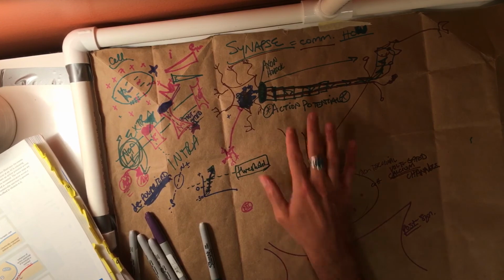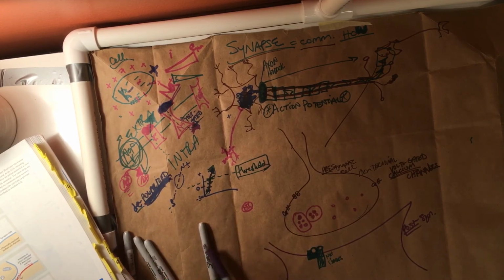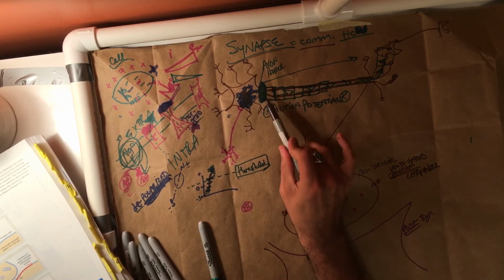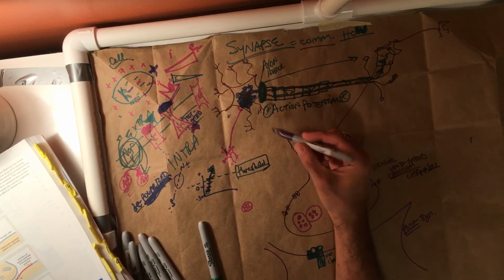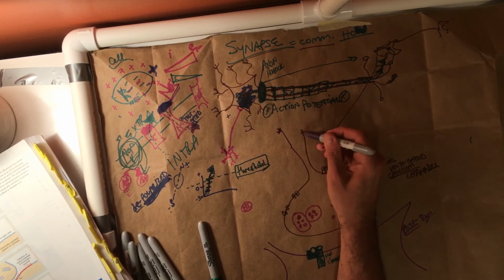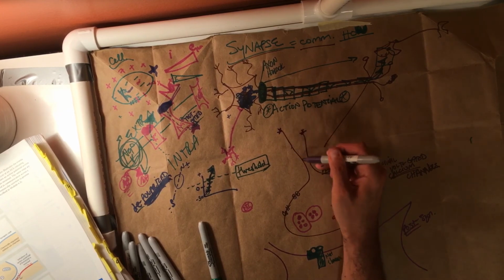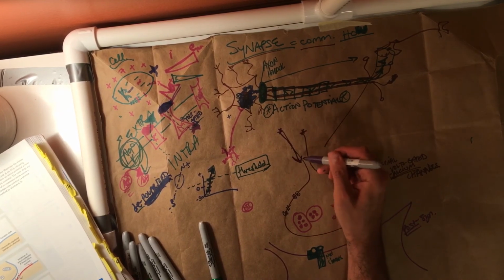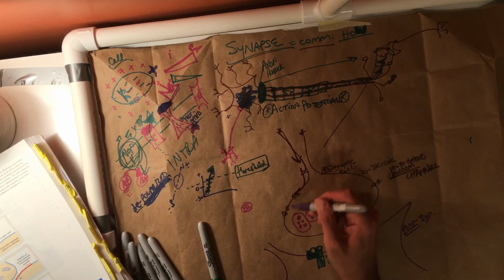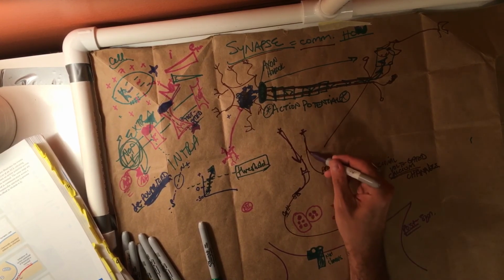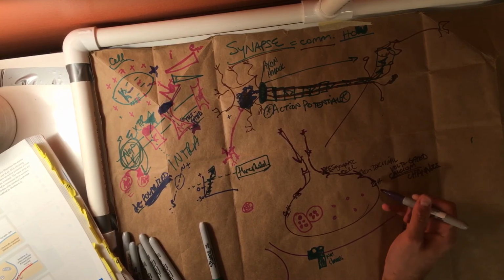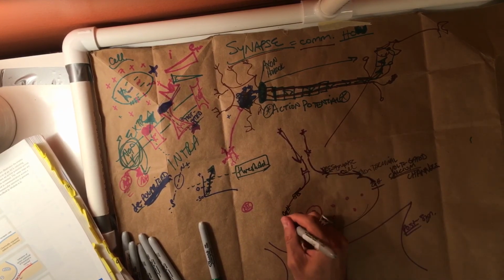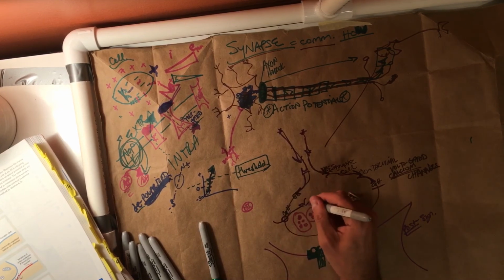Alright, so let's come back up here and tell this story. The action potential is traveling down the axon terminal. It reaches this part of the cell. Here, when this action potential reaches voltage-gated calcium channels, it causes them to open. And calcium can rush into the cell.